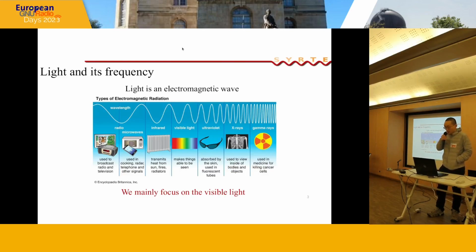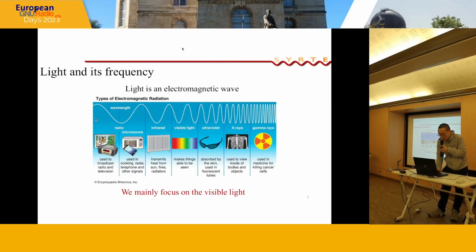Let me start from the light and its frequency. Maybe most of you know that light is an electromagnetic wave. As you can see from the plot, there are a lot of kinds of light sources. It's electromagnetic radiation in daily life. From left to right is microwave, infrared, visible light, ultraviolet, X-ray, and gamma rays.